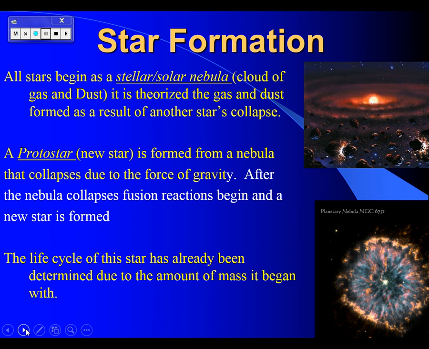Once that stellar or solar nebula forms, you get a protostar in the center of it. A protostar is like a baby star. It's a brand new star, very, very young. And that's formed from the nebula that collapses due to the force of gravity. After the nebula collapses, fusion reactions begin, and voila, there's your new star.